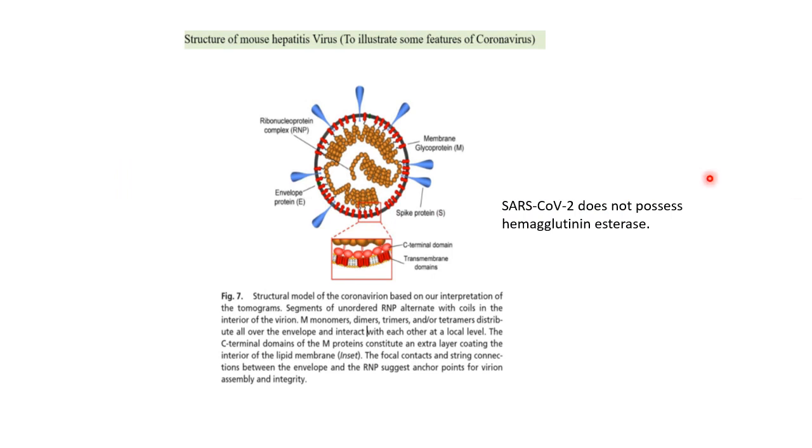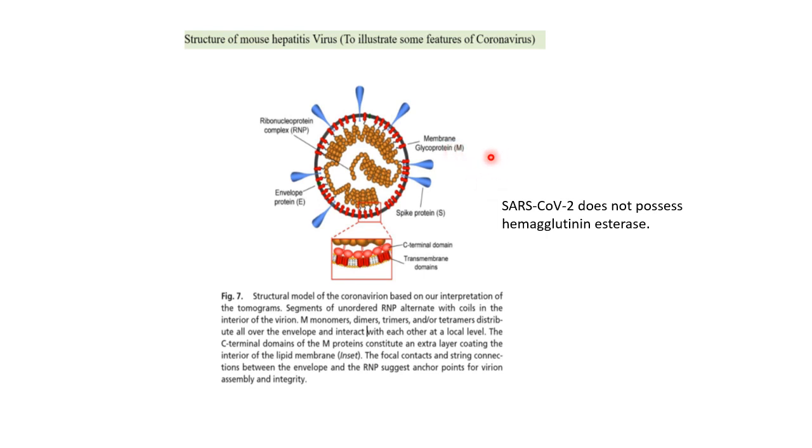This is a structure of the mouse hepatitis virus to illustrate some features of coronavirus. In the middle, there is a ribonucleoprotein containing the RNA and nucleoprotein surrounded by a lipid bilayer membrane, that is, with proteins in the bilayer membrane. This is the membrane glycoprotein, envelope and the spike protein. This is a general diagram of coronavirus.